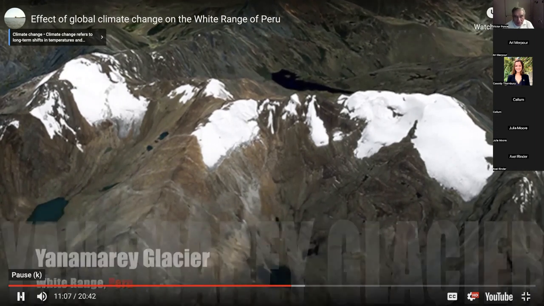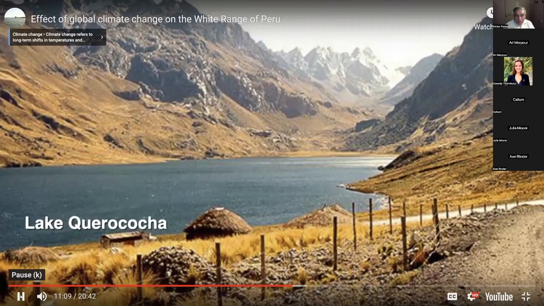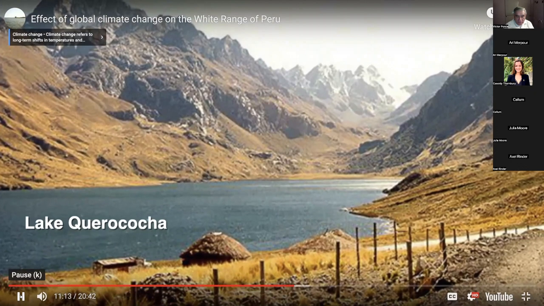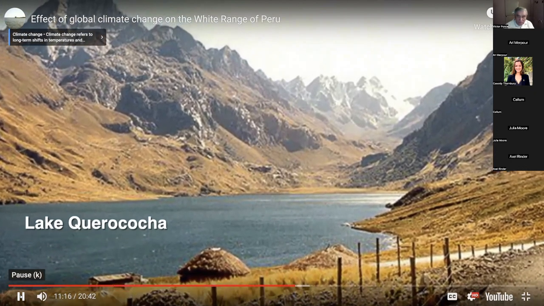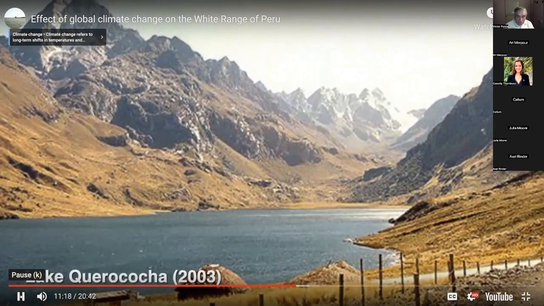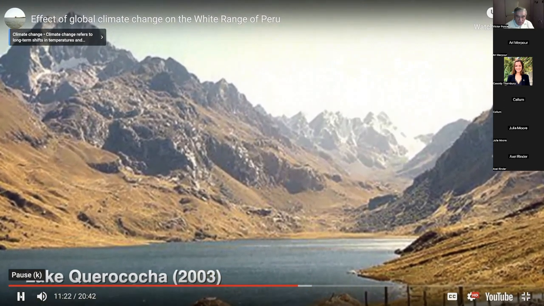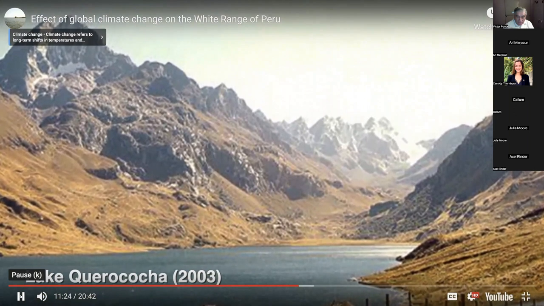This figure shows Lake Querococha, located west and downstream of the Yanamarey Glacier, with the glacier visible in the background. The figure, taken in 2003, shows that at that time, the glacier may have been much greater.